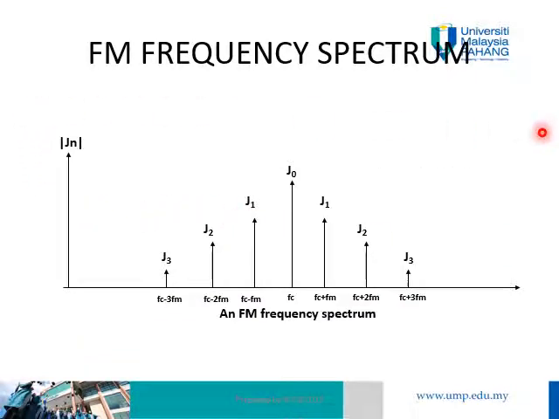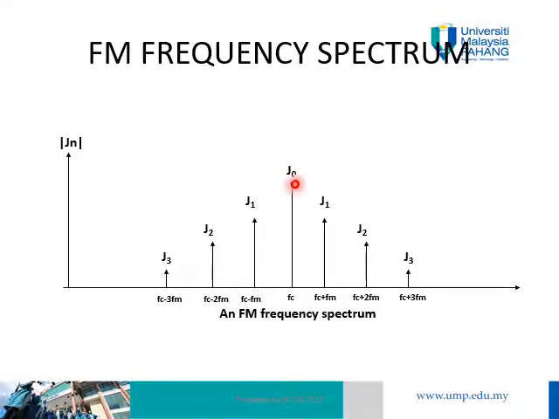So this is the frequency spectrum, or the frequency domain, of the FM signal. This is the amplitude of J. We have J0, J1, J2, J3. The sidebands are in pairs, so the signal is also in the same range for positive and negative.